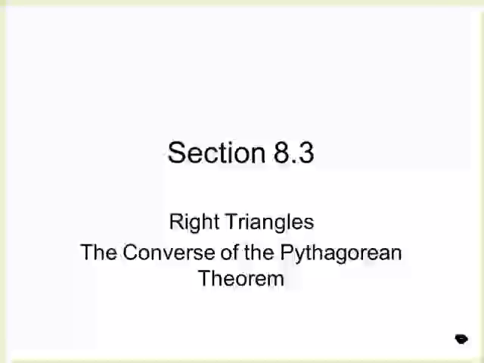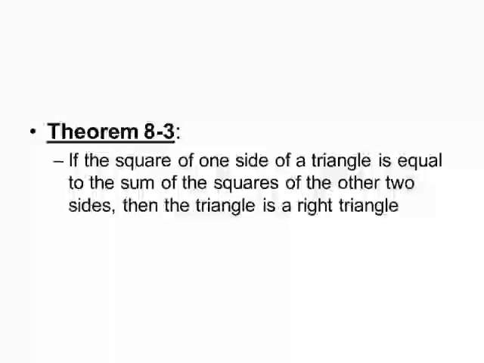So yesterday we said the Pythagorean theorem is: if it's a right triangle, then a squared plus b squared equals c squared. So the converse would be: if a squared plus b squared equals c squared, then it's a right triangle. So that's what this first theorem says. If the square on one side of a triangle is equal to the sum of the squares of the other two, if c squared equals a squared plus b squared, then it's a right triangle.